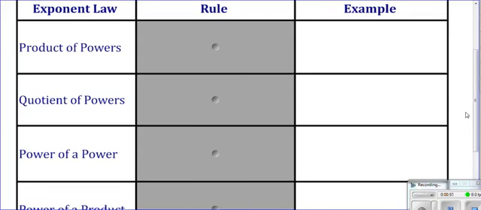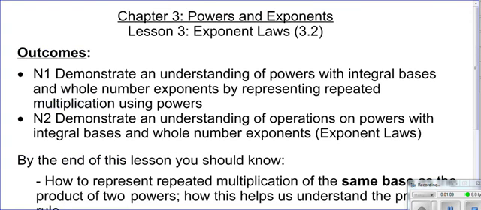So I would recommend pausing the video and filling this table in if you would like to do it all at once, or once you're done your notes, go back and after this lesson you'll be able to fill in the first 2 powers laws. So product of powers and quotient of powers. Okay, so here's our outline for today.